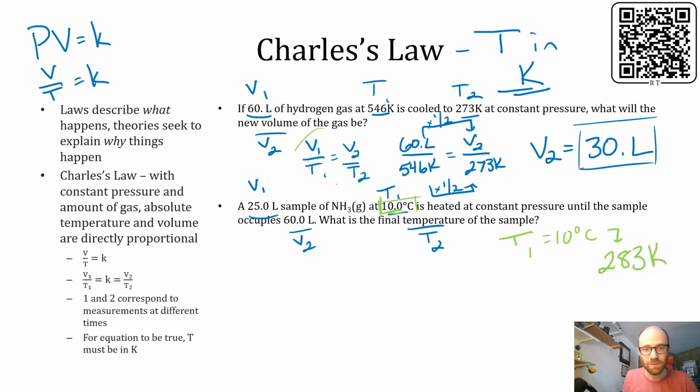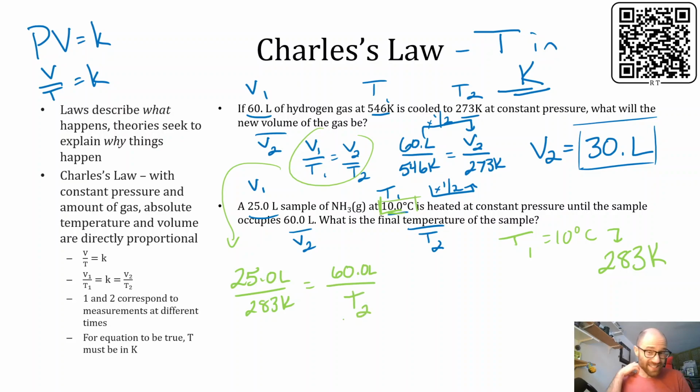Same equation as before. We're just going to pull that down. And our volume is 25.0 liters, and we're at 283 Kelvin. And 60 liters over temperature 2. It doesn't say what units for temperature, so let's start by solving. If you're a cross multiplier, don't forget when it's in the denominator, things get a little bit more dicey. But when you do solve this out, you get 679 Kelvin. If they asked for it in Celsius, you could convert that. You just subtract back your 273, and that gives you 406 degrees Celsius.